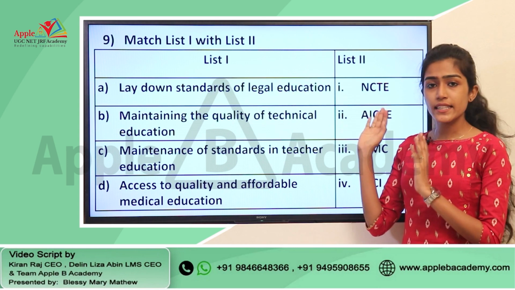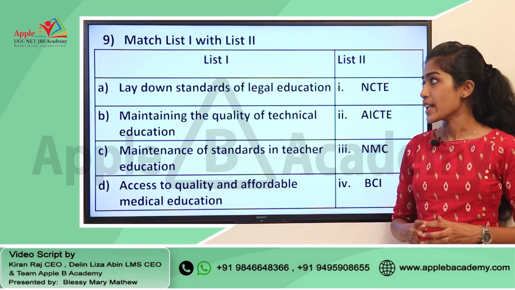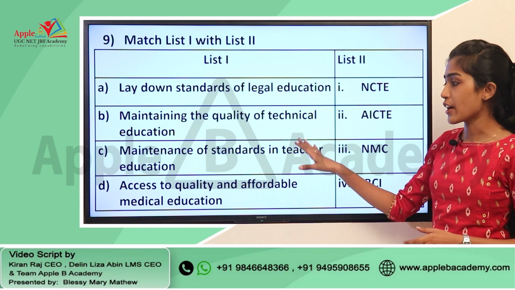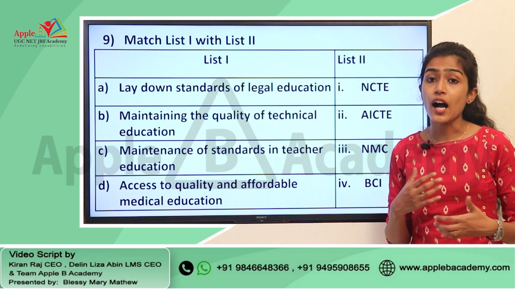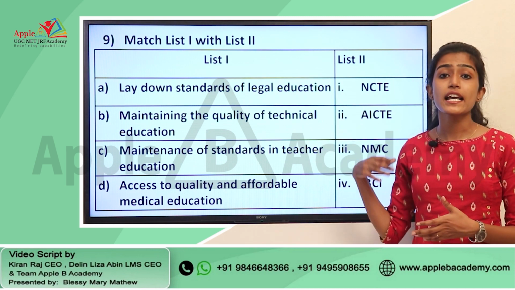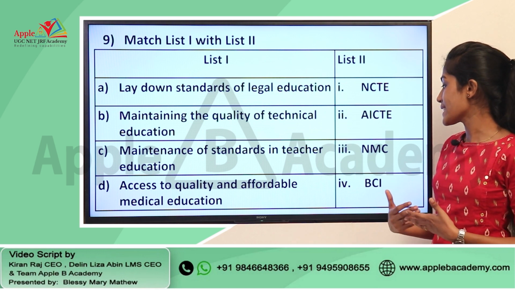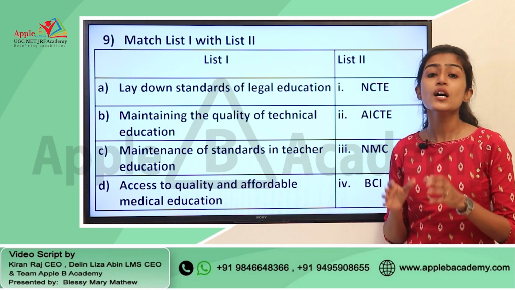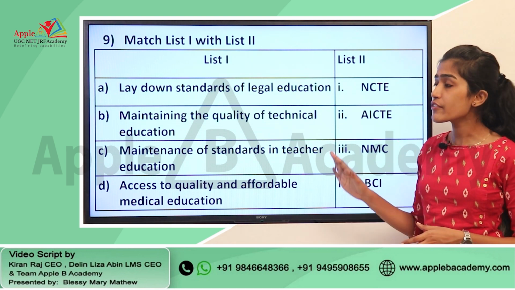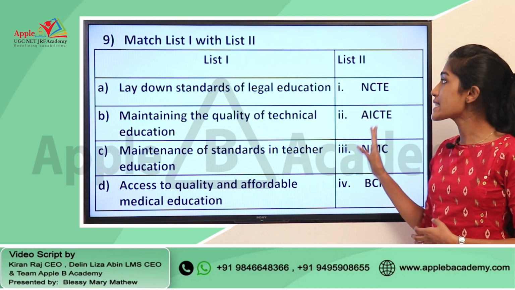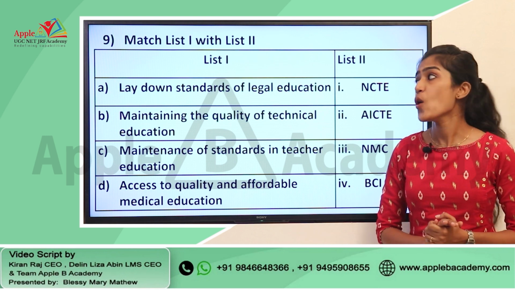Moving to the next question, this is a question from higher education system. This is a match the following question. In list 1 various functions or important objectives of various educational institutions are given, and in list 2 we have NCTE, AICTE, NMC and BCI. These are the important bodies that are associated with higher education. We have to find out the functions of these bodies given in list 2 and match them with list 1. So, that is the question.